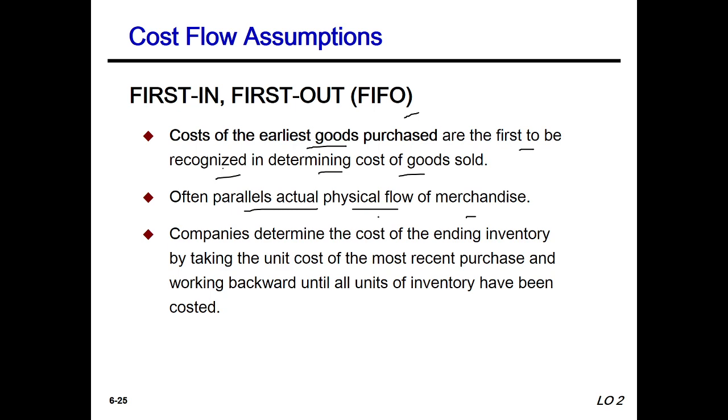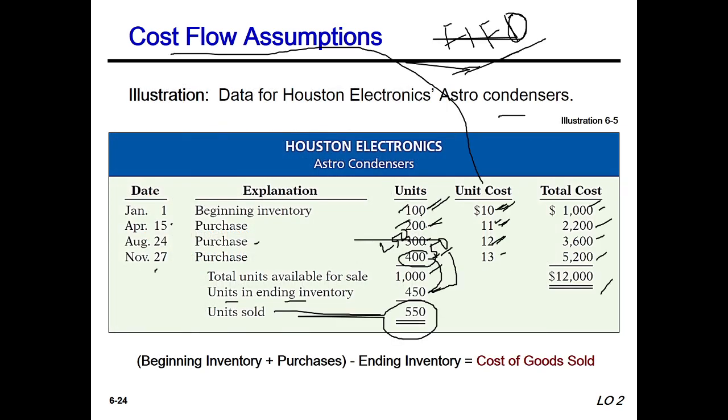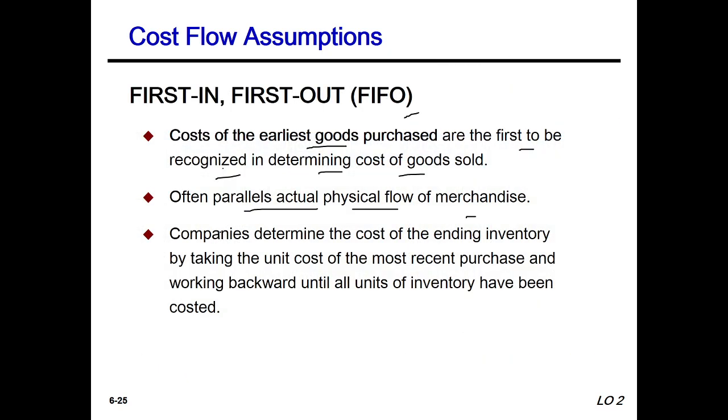Number two, it often parallels the actual physical flow of merchandise. That means this is our merchandise goods, and we need to be parallel to the physical flow. Number three, companies determine the cost of ending inventory by taking the unit cost of the most recent purchase and working backward until all units of inventory have been costed. This is very easy to understand.